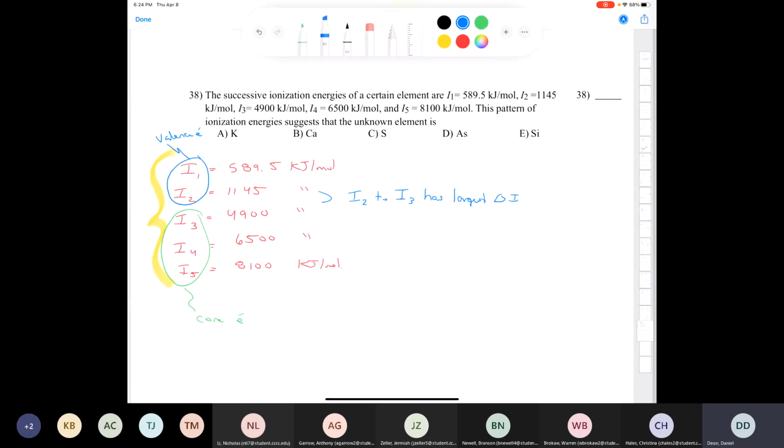It's not potassium, it's calcium, because calcium is in group 2A. So it's got 2 valence electrons. There you go. It's definitely not sulfur. It's not arsenic. And it's not silicon. Those are way over in the P block. They definitely have more than 2 valence electrons.